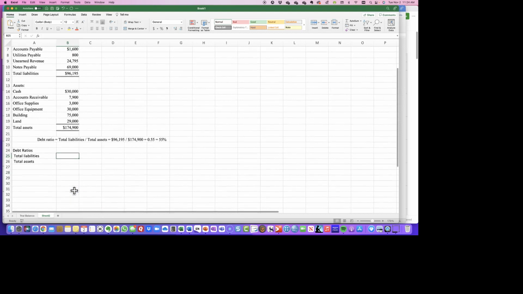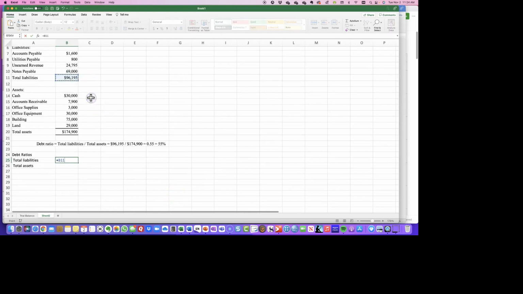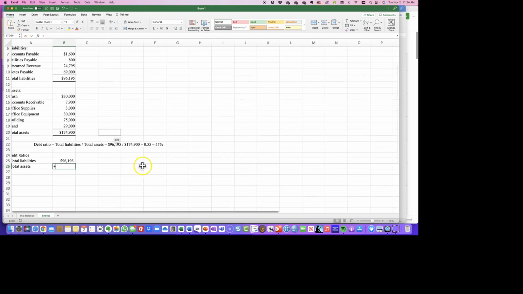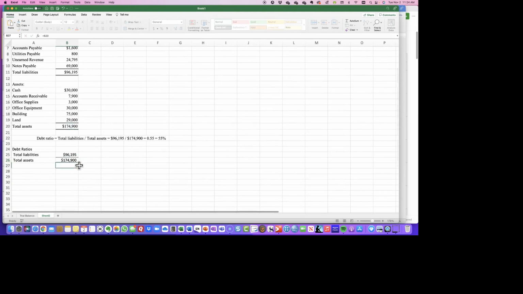But then the beauty is that once you calculate it in a spreadsheet, all you have to do is link. And that's what we recommend, to link to the cells, so that if something changes, the amounts will change. If you hit the plus sign and click on your total liabilities, it will give you B11, which is where I have the total liabilities located. Then you just hit enter and it automatically brings that number in for you. Then you would do the same exact thing for your total assets. You would hit the plus sign and then select the cell. In this case, it's B20 that has total assets, and you can just click enter.